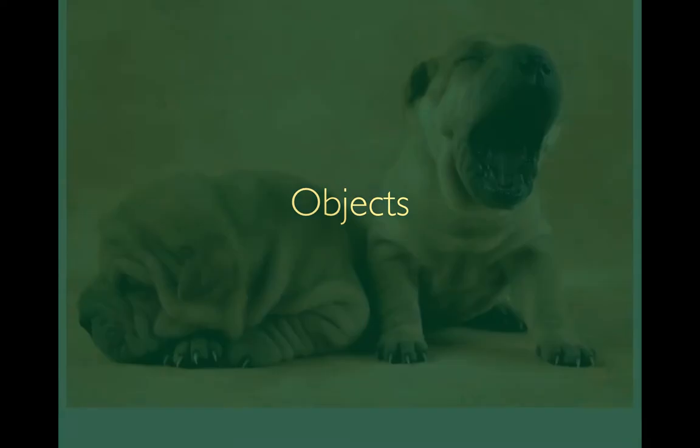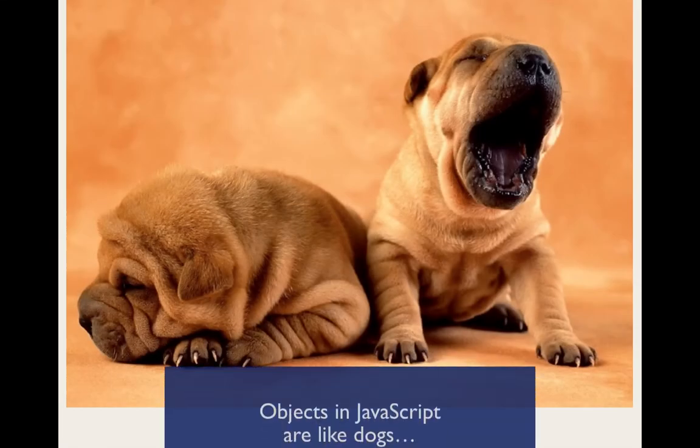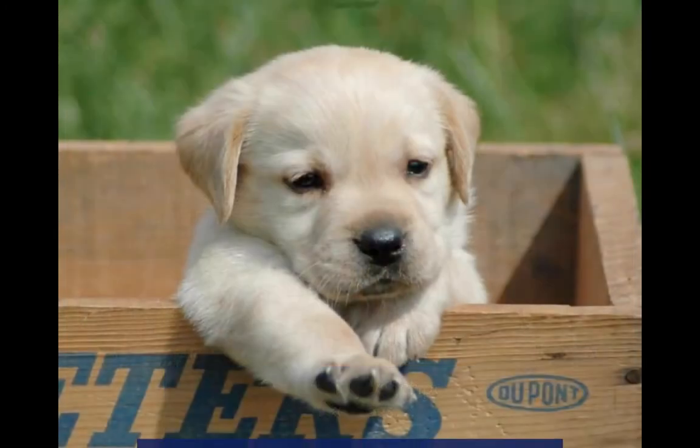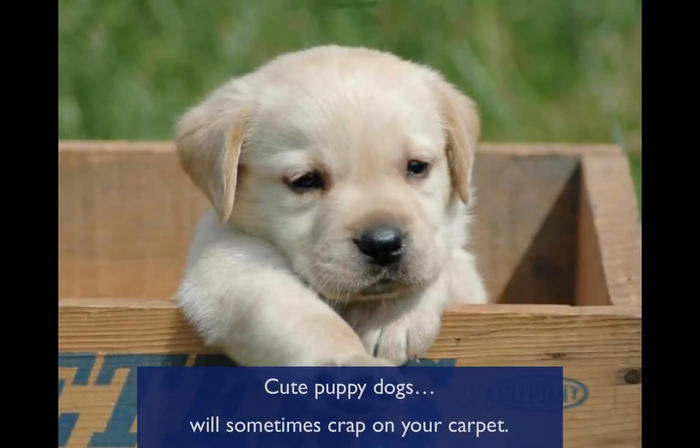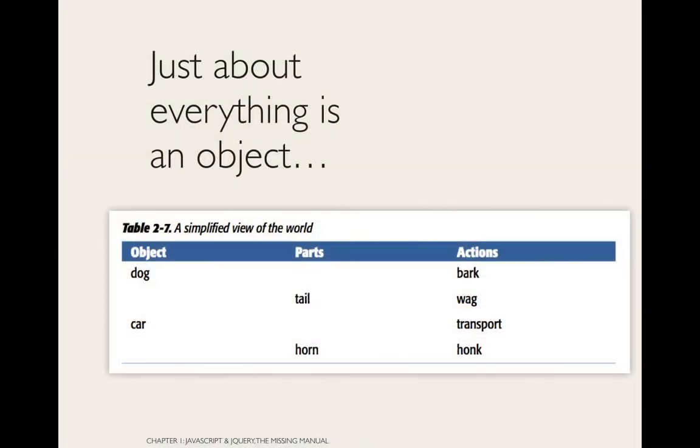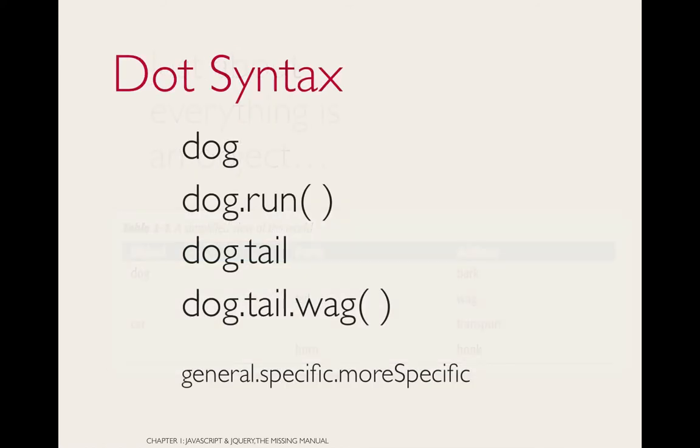Objects. Objects are kind of like dogs in JavaScript. Cute little puppy dogs, but they can sometimes crap on your carpet. Just about everything in JavaScript is an object, whether you're talking about dogs or cars, and they also have parts and actions like tails and barks and horns and transports. But just about everything is an object.